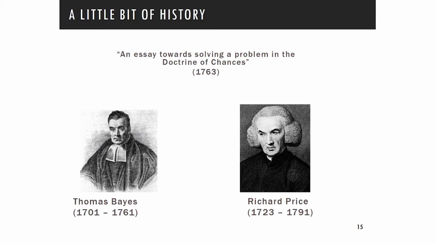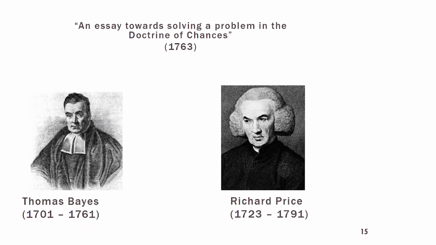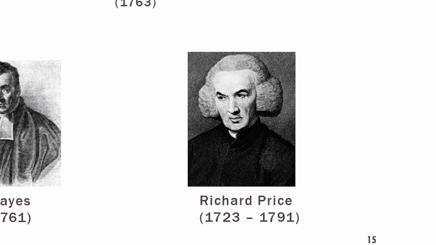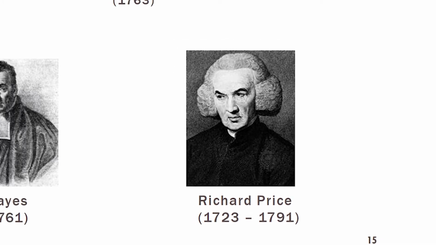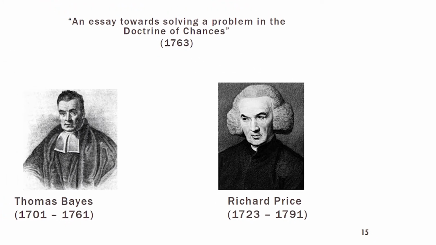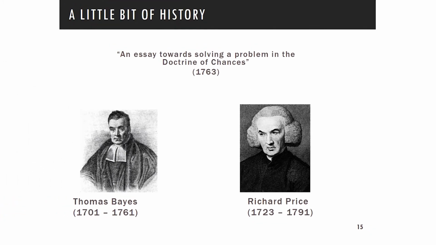And so the essay was towards solving a problem in the doctrine of chances. And so he essentially solved a very special case of Bayes' theorem. But that essay was not published until 2 years after he actually died. And the person who published it was Richard Price, who actually found the essay, edited it heavily, and then published it to the Royal Society. And so that's how we have a generalized Bayes' theorem, based on which a whole field of statistics is now built.